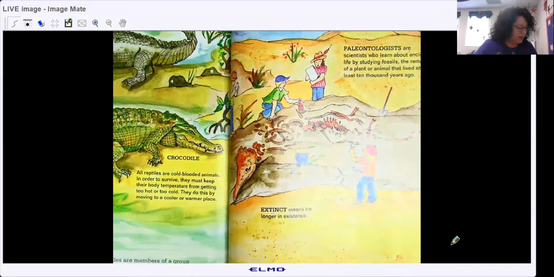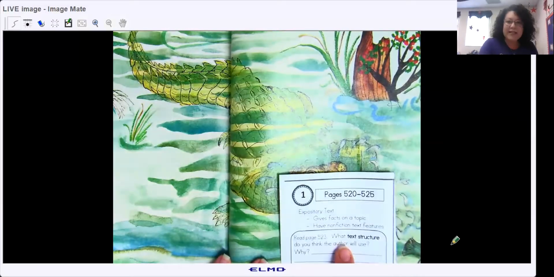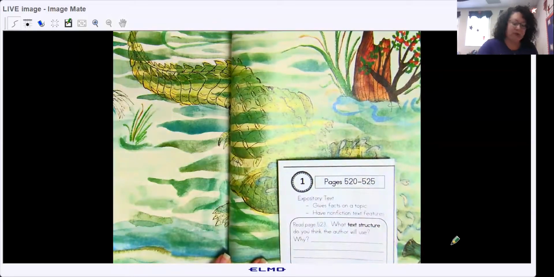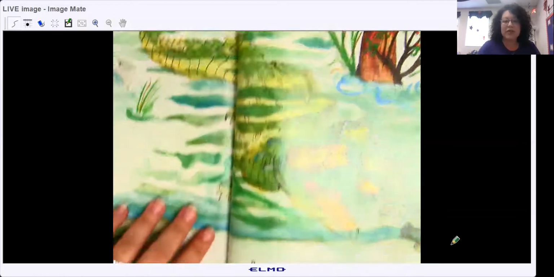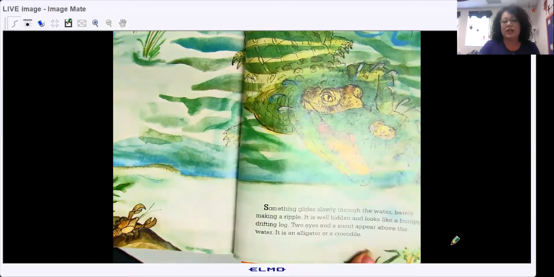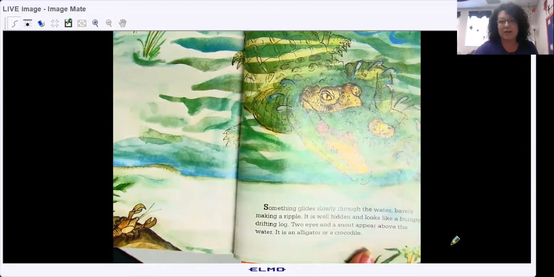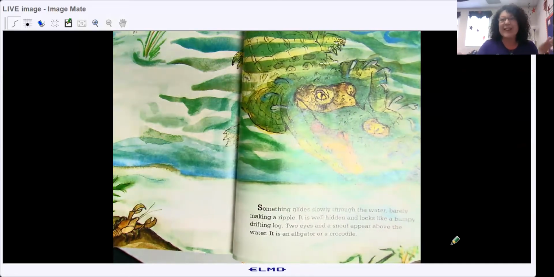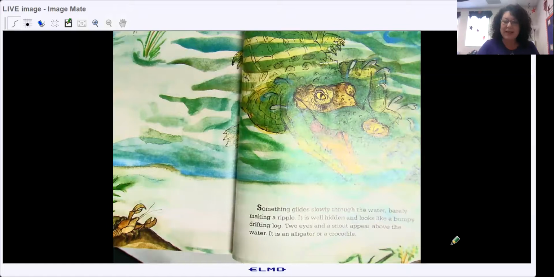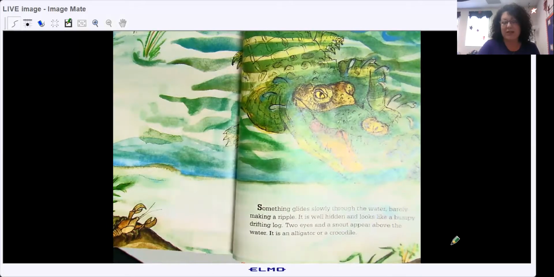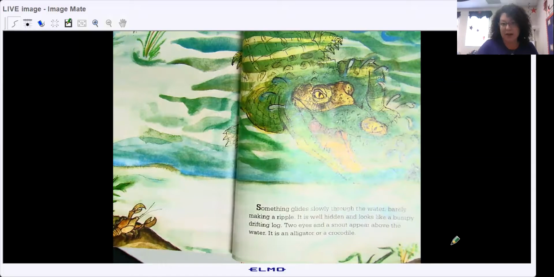Oh, we missed box number 1. That was page 523. What text structure do you think the author will use? Why? Do you think it's sequencing? Do you think it's cause and effect? Do you think it's compare contrast? We already answered that, right? We're comparing and contrasting. And why can we assume that? What sentence on this page would be our text evidence? Because remember, when we compare contrast, we're talking about two different things. The last sentence, it is an alligator or a crocodile. So that tells us we are comparing and contrasting.